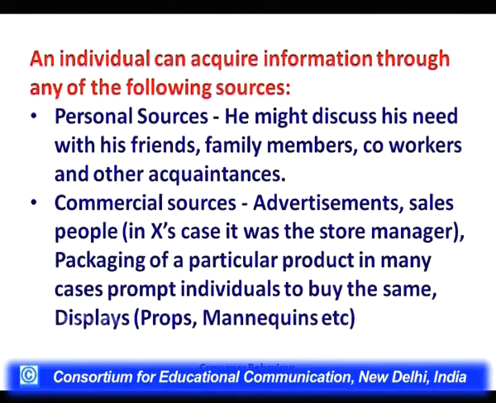An individual can acquire information through any of the following sources. Personal sources: he might discuss his need with his friends, family members, co-workers and other acquaintances. Commercial sources are advertisements and salespeople. In X's case, it was the store manager who gave him all the information. Packaging of a particular product in many cases prompts individuals to buy the same, as do displays, props, mannequins, etc. All these are sources of information.